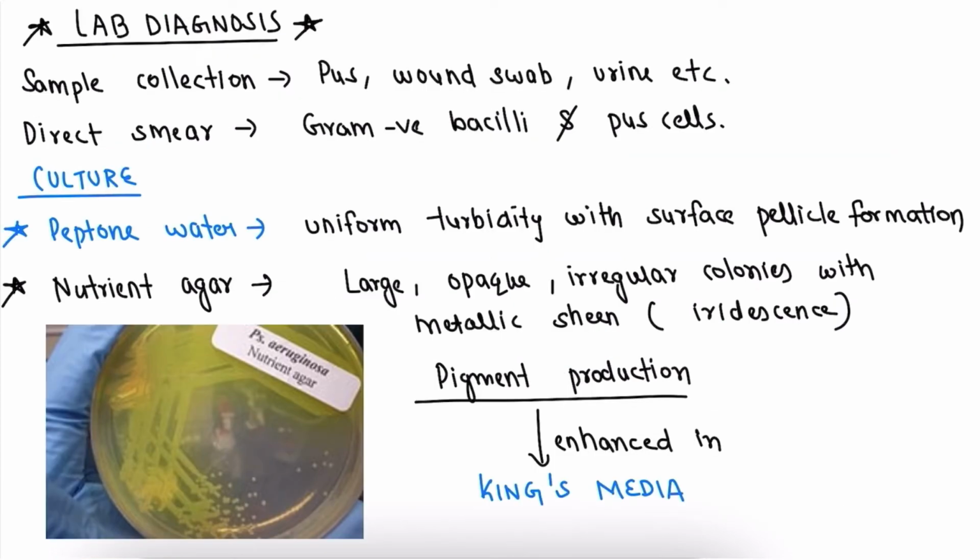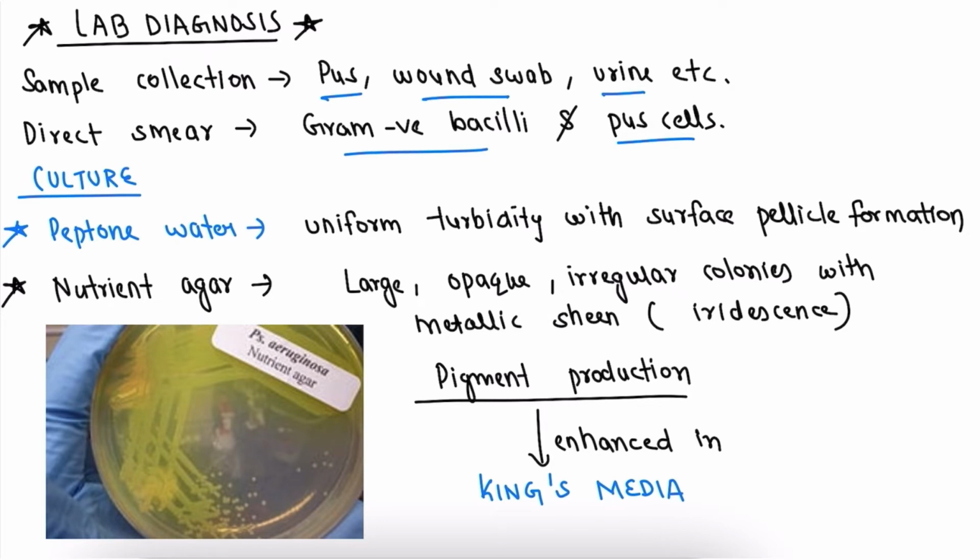Now coming to the lab diagnosis of Pseudomonas, the first one is sample collection. Pus, wound swab, urine, etc. are collected. In direct smear and gram staining, we are going to see gram-negative bacilli and pus cells.